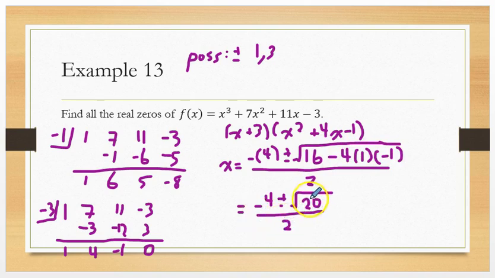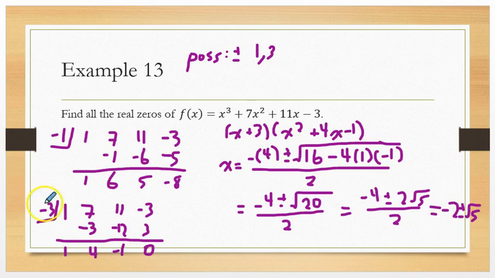We've talked about simplifying radicals earlier in the class. So square root of 20, you can break this down as 2 root 5. Don't forget the process of simplifying radicals. And then since all of these numbers are divisible by 2, I can actually cancel a 2 out from all of them or reduce it all by 2. So then this will be negative 2 plus or minus the square root of 5. So that's 2 answers here.